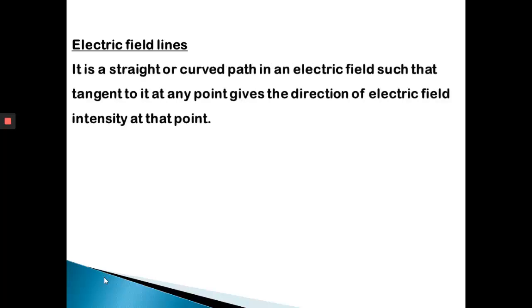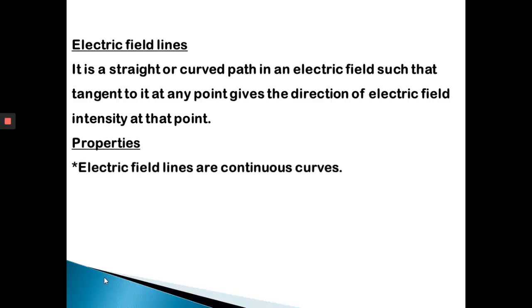Next, we are going to discuss electric field lines. It is a straight or curved path in an electric field such that the tangent to it at any point gives the direction of electric field intensity at that point. That means electric field lines can be a straight one or a curved one. But if we draw a tangent to that field line, it will give the direction of electric field intensity at that point. And some of the properties of electric field lines are given here.